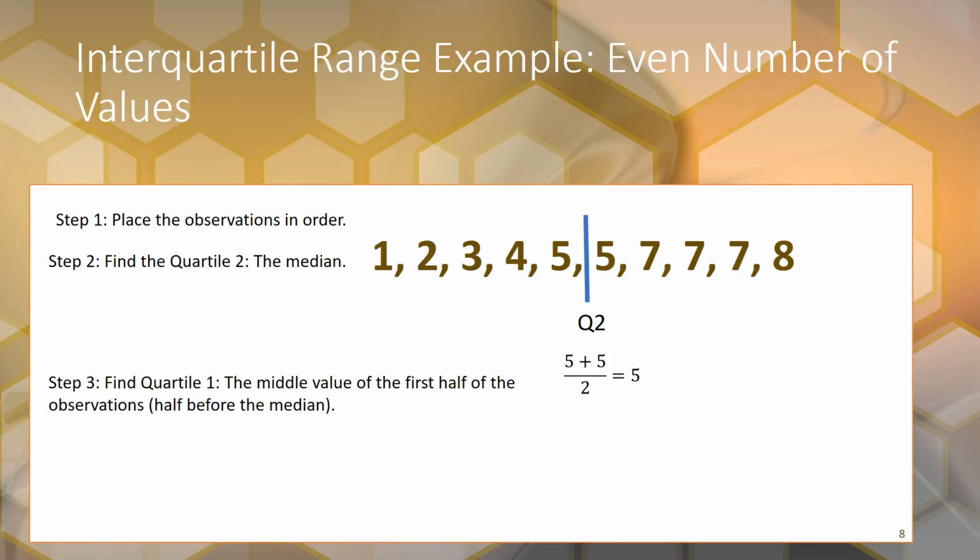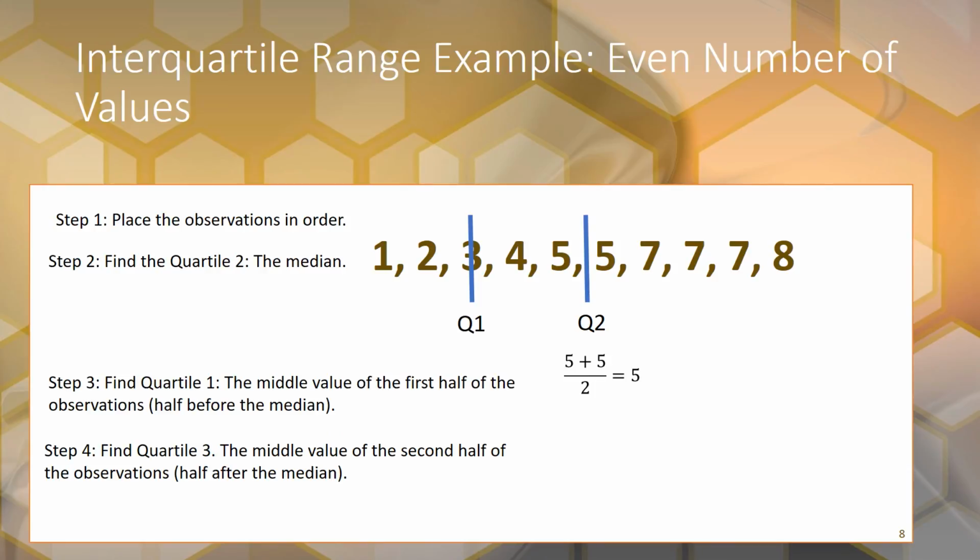And then step 3 is to find quartile 1. So that's the middle of the first half of the values. And we're going to include that 5 when we're doing this. So we're going to have 3 as quartile 1. And we're going to have 2 on each side of the first half of the values. And then step 4 is to find quartile 3, and that's 7. So we're going to have 2 on each side of the second half of the values, and that's quartile 3. And step 5 is to subtract quartile 1 from quartile 3, and that's 7 minus 3, which is 4.